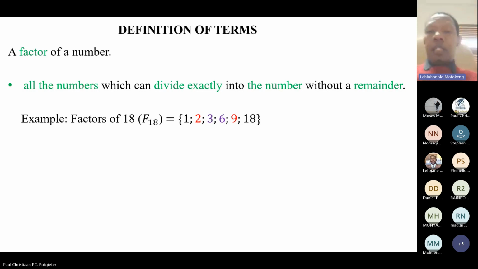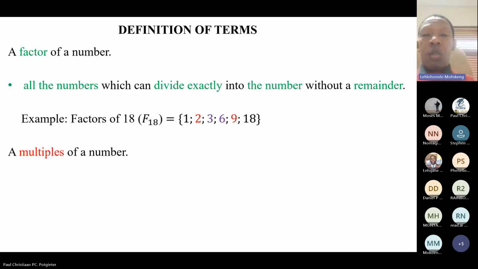Factors of 18. We have 1, 2, 3, 6, 9, and 18 because if you take 1 and then you divide 18 by 1, you'll get 18. You divide 18 by 2, you'll get 9, and so forth.